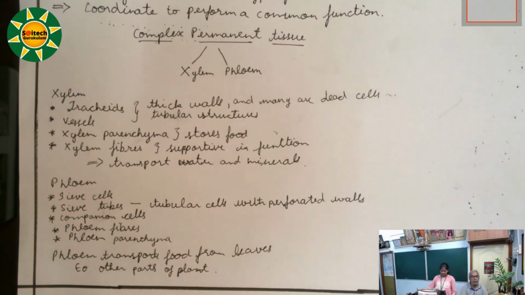So xylem is the one which is useful for transferring what? Water and minerals. What about phloem? It transports food after the photosynthesis process.